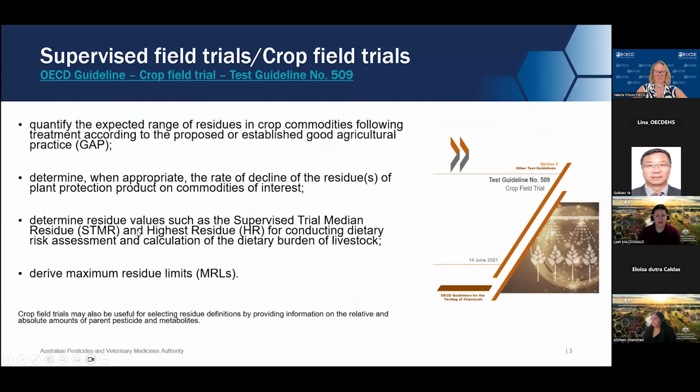So supervised field trials or crop field trials are conducted to determine the magnitude of pesticide residues in or on raw agricultural commodities, including feed items. We expect trials that we see to adhere to the OECD Test Guideline 509, and trials should be designed to reflect the use patterns which would result in the highest possible residues. They should determine the rate of decline of residues in the commodities of interest and allow for determination of the supervised trial median residue and highest residue for conducting dietary risk assessment and calculation of the dietary burden of livestock, which we will talk more about later. Finally, the trials should provide sufficient data to allow MRL establishment.